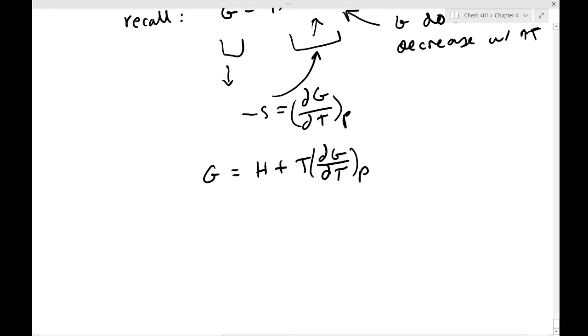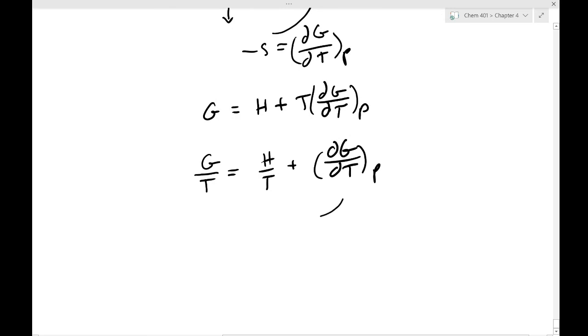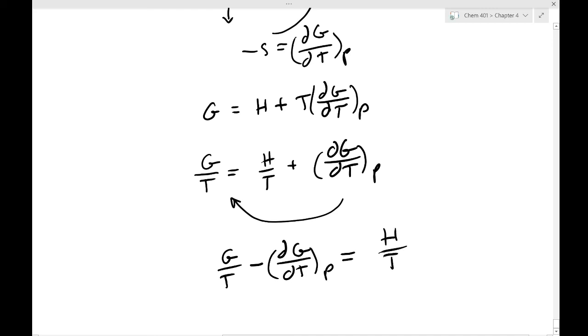Now what I want to do here is manipulate this around a little bit to get it into a more familiar form. So I'm going to divide everything in the equation by T. If I divide everything by T, I get G over T is equal to H over T plus the change in G with respect to the change in T at constant P. Now I'm going to rearrange everything and bring all of the G's onto one side of the equation. So now I have G over T minus the change in G with respect to temperature at constant pressure is equal to H over T.